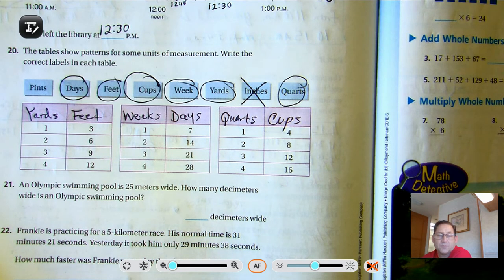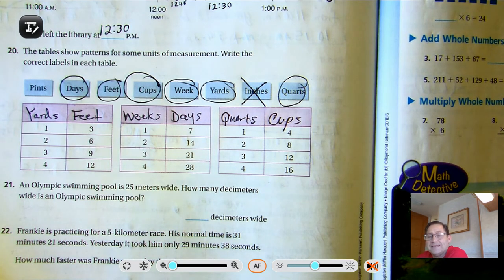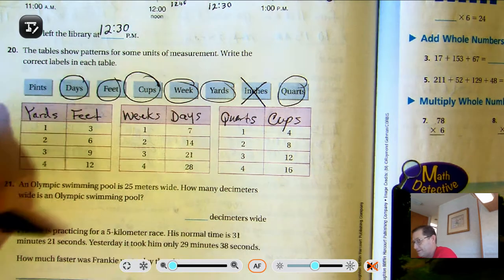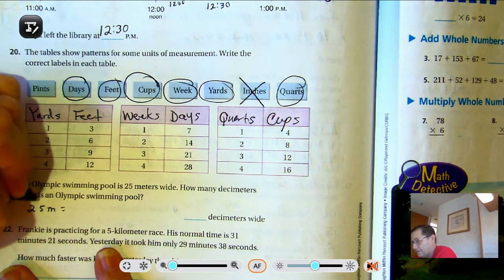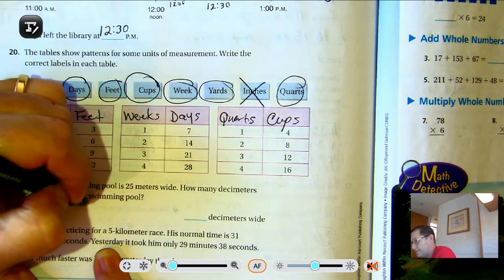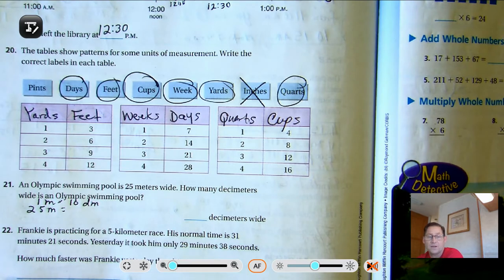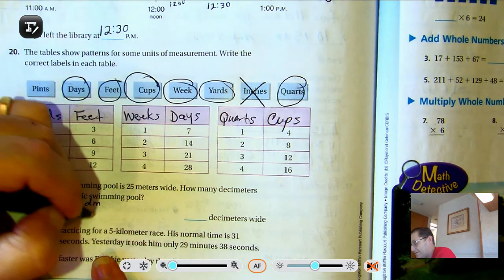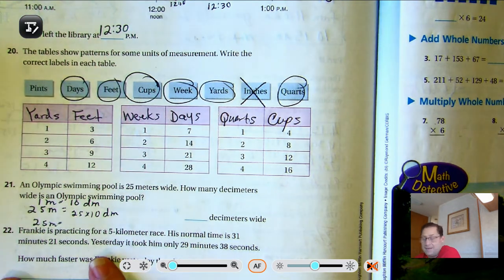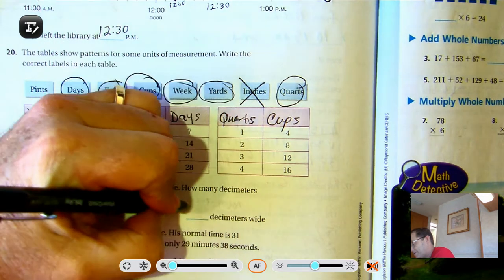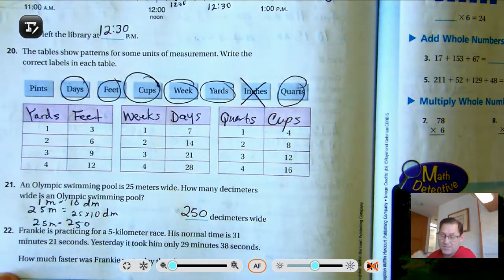An Olympic swimming pool is 25 meters wide. How many decimeters wide is an Olympic swimming pool? Okay, so there's 10 decimeters in every meter. So 1 meter is 10 decimeters. So 25 meters would be 25 times 10. 25 times 10 is 250. So 250 decimeters wide.